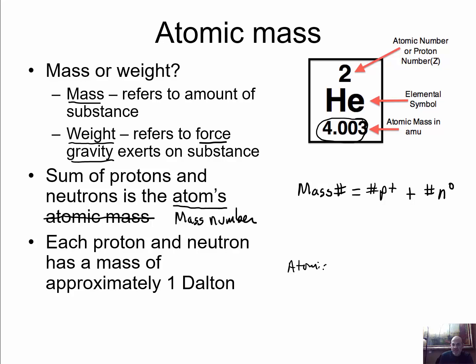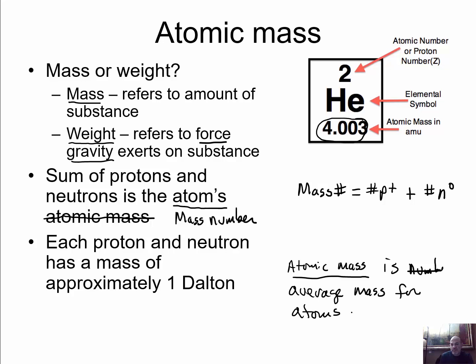The atomic mass, which is the actual definition and what you see in the periodic table, is the number. It's not the number, actually. It's the average mass for atoms of an element. It turns out that there are different forms or different types of atoms for the same element. Now, for an element, they have to have the same number of protons, but the number of neutrons can vary.